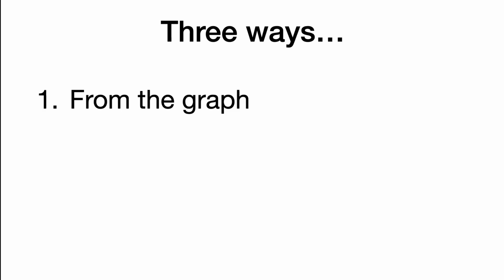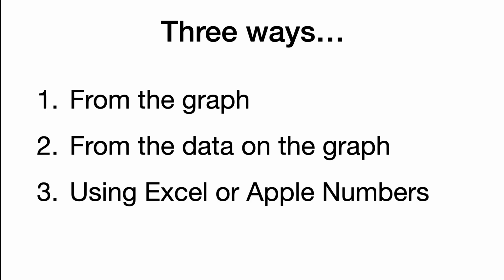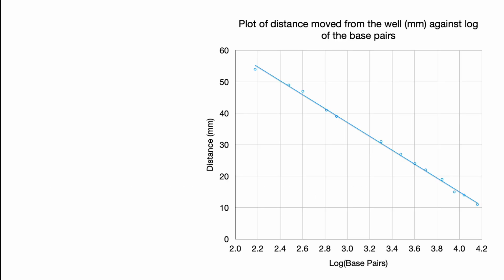Well, there are three ways that this can be done. You can do it from the graph, you can do it from the data on the graph, or you can use Excel or Apple Numbers to do the calculation. So first, let's have a look at how we can calculate the value m and the value c from our graph. Here is our equation for a straight line, y equals mx plus c.